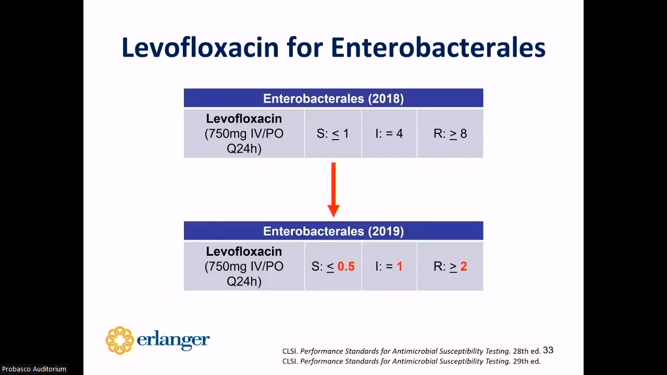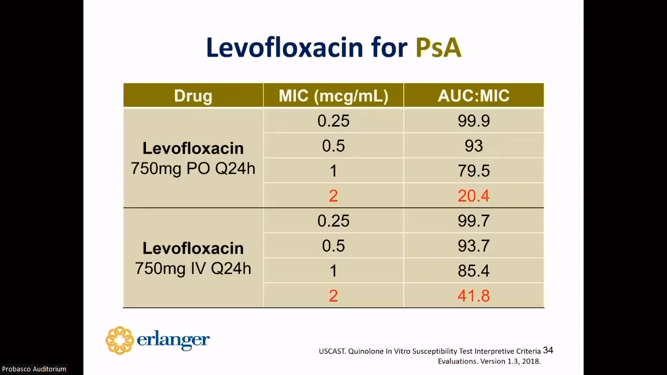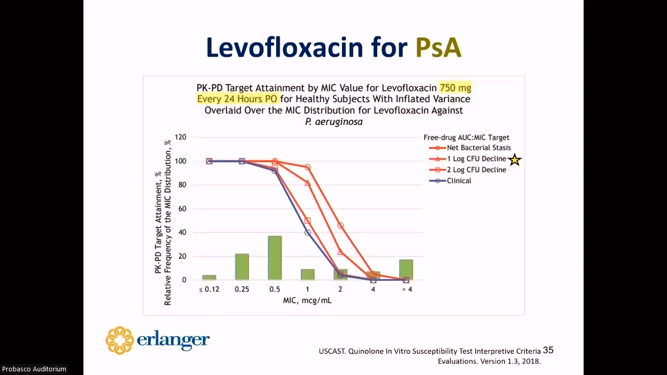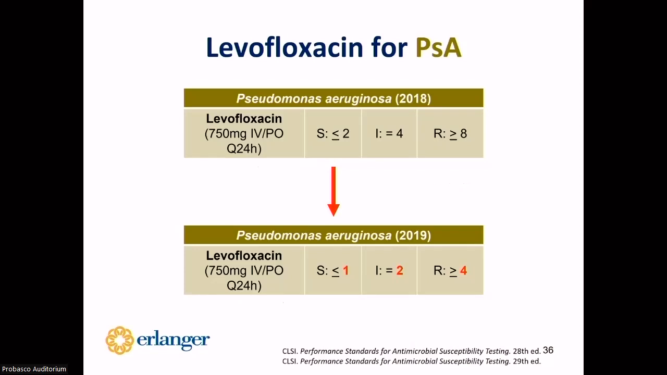And since it is 100% bioavailable, the breakpoints listed here are for IV, PO, either or. You will use the same breakpoints. When looking at Pseudomonas, we see an MIC of 2 is when we really severely drop off, which is additionally shown by the graph here. And so really to keep things simple, that's what CLSI made the intermediate value and thus susceptible value of 1 or below.